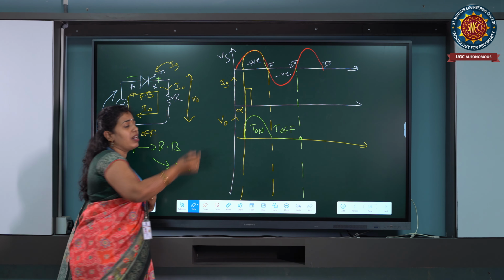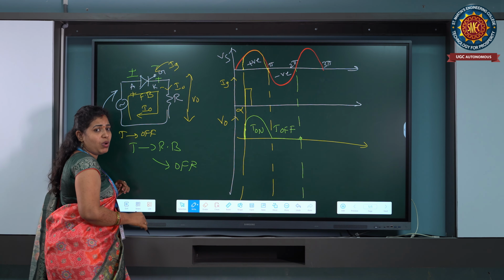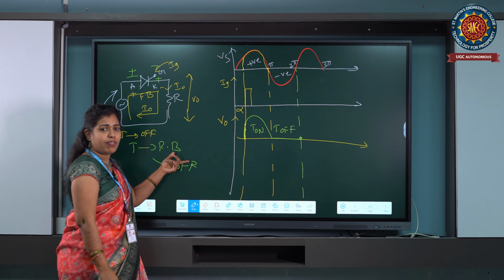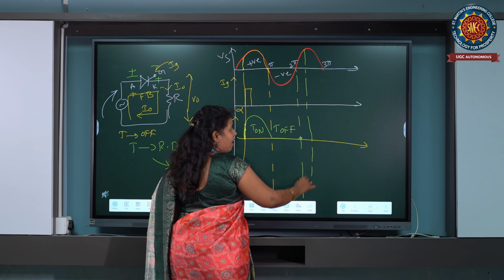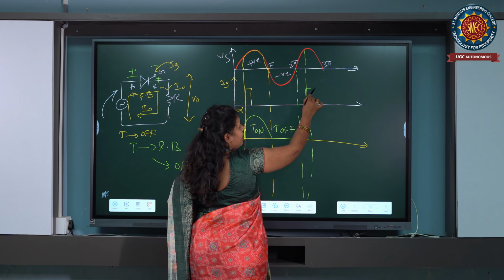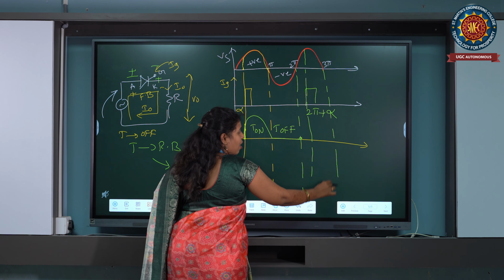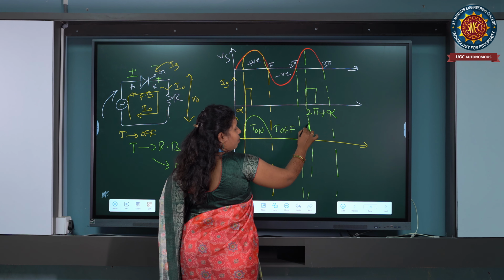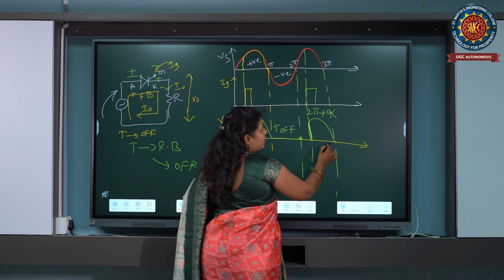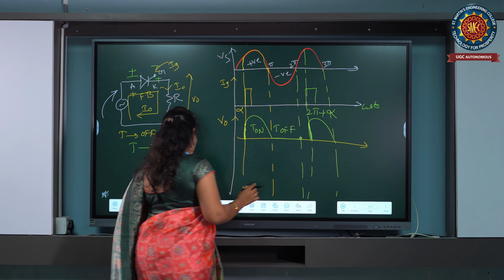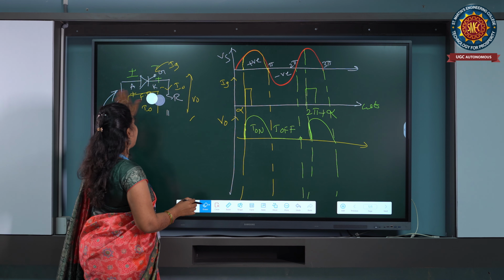When the supply reaches 2 pi, again the supply will be positive, which means the anode will be positive and the cathode negative. Then the thyristor comes to forward bias again, but it does not start. When does it start? When we give the triggering pulses at alpha. Here it is already 2 pi, so we give the triggering pulses at 2 pi plus alpha. At that time, the output voltage appears across the load, from 2 pi plus alpha. Here omega t is the angular time. So here the output voltage appears across the load.